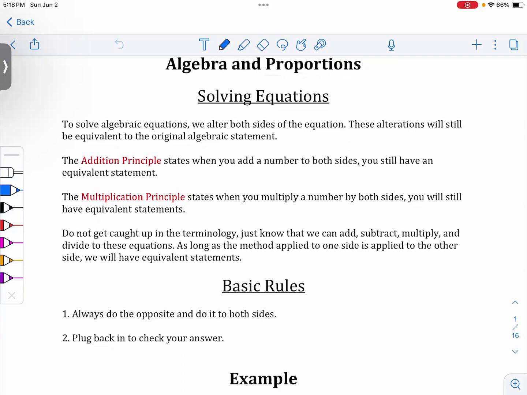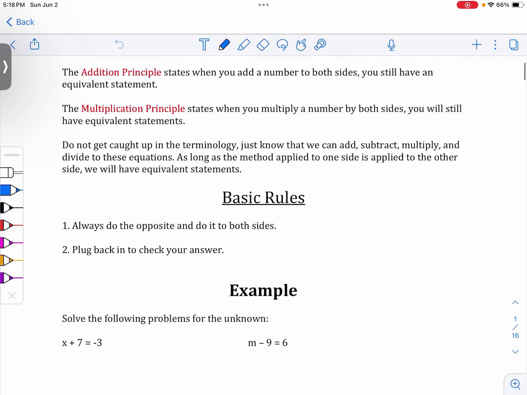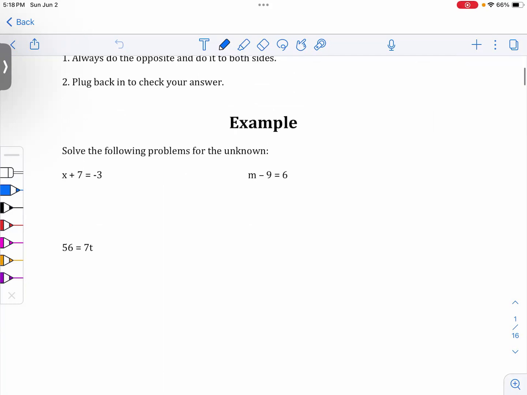And as I've said before, if you're really good at guess and check, great, use guess and check. But sometimes guess and check is inefficient, mostly because, like I said, decimals. So we need to understand our basic problems. So I want to solve the following problems for the unknown.